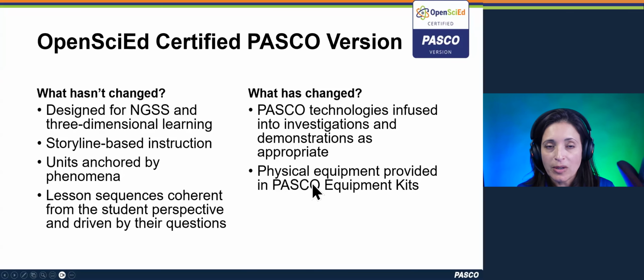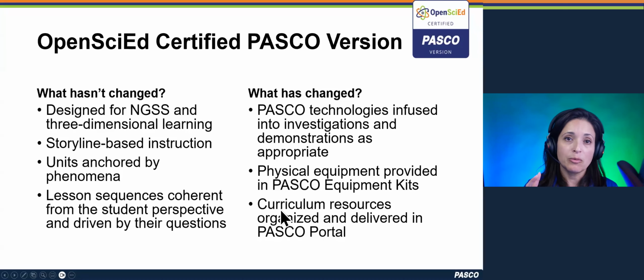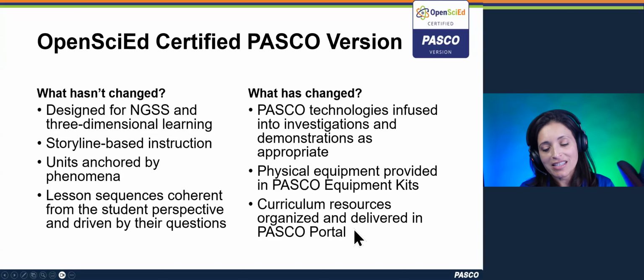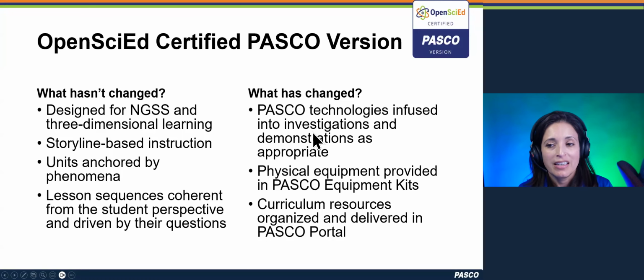We also updated equipment kits that are available from PASCO that have the technology needed for those changed pieces of equipment. And we've also modified the curriculum so that the directions now work with the technology that we've added. And those resources are organized and delivered in a product called PASCO Portal.